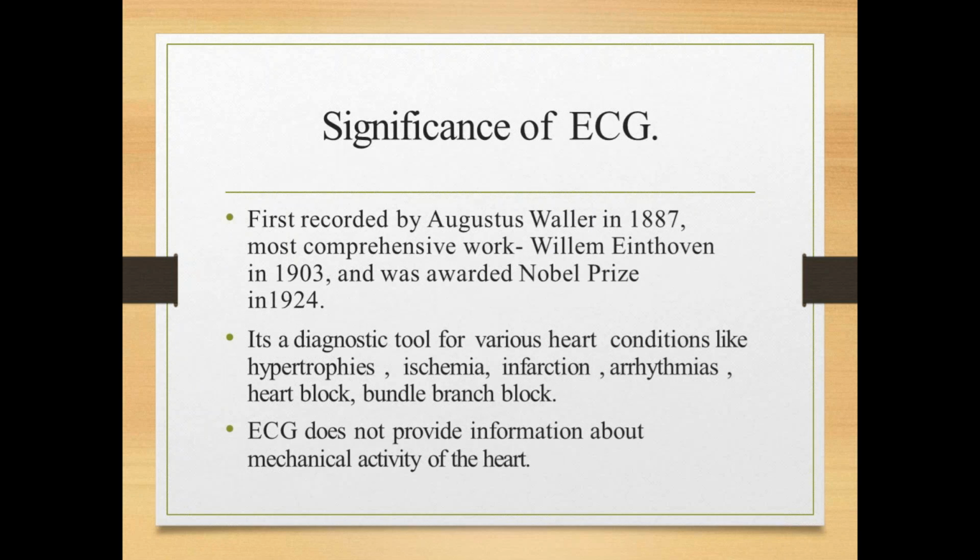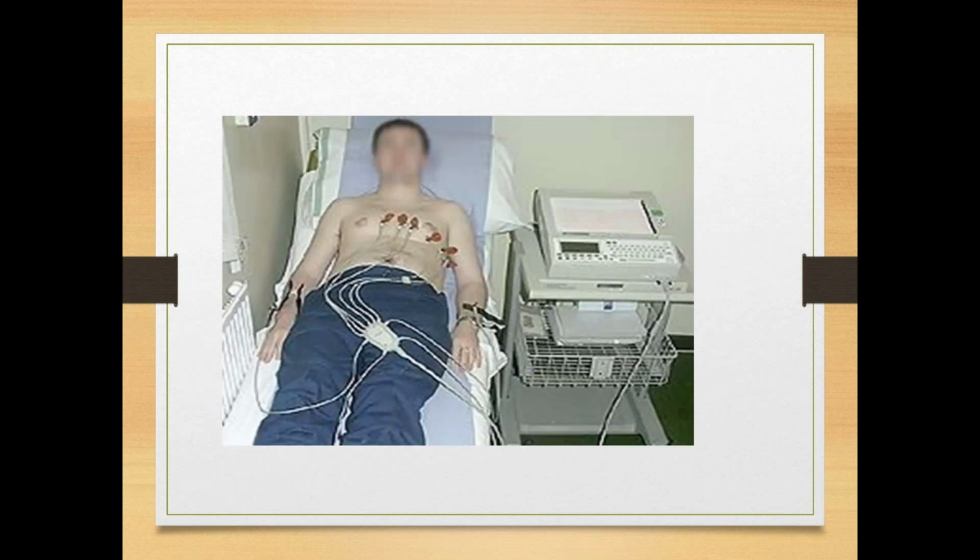So it's a diagnostic tool for various heart conditions like hypertrophies, ischemia, infarction, arrhythmias, heart blocks. Okay, and ECG does not provide any information about the mechanical activity of the heart. So this is how an ECG machine looks like. You all must have seen there's a machine, and the electrodes will be connected to the chest as well as to the limbs, all four limbs, as well as the chest.